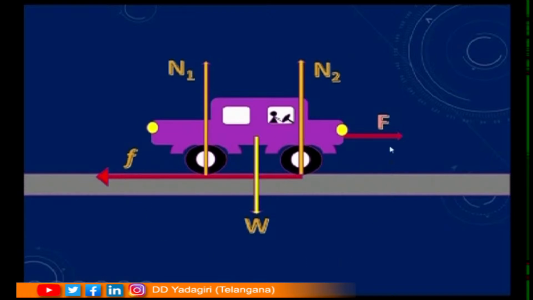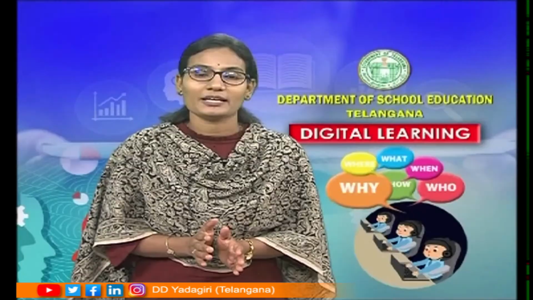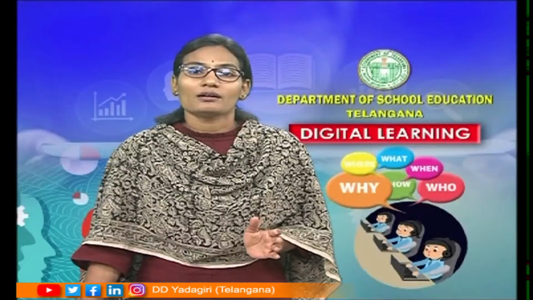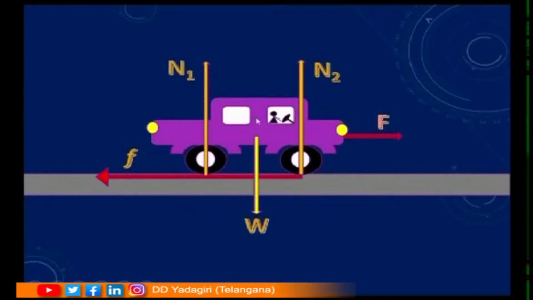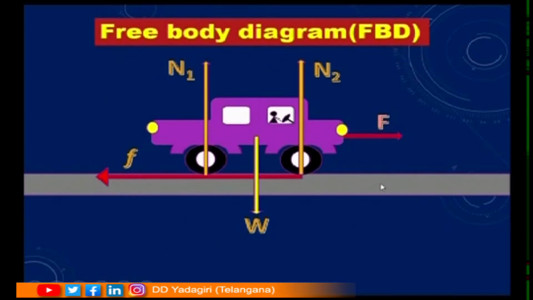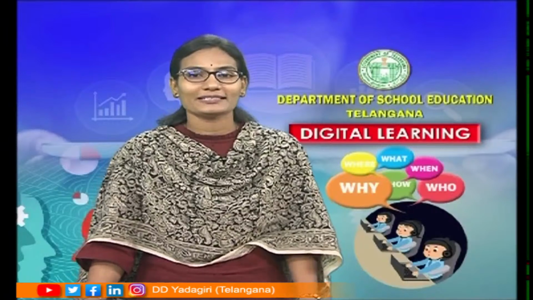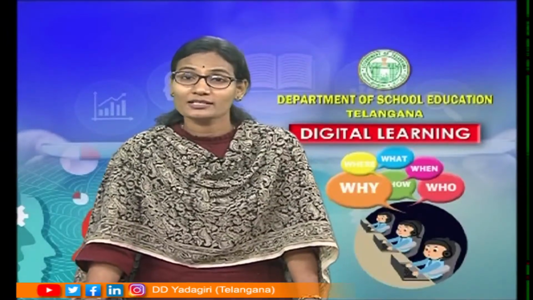Showing all the forces on an object at an instant, this diagram is known as a free body diagram. This is very important to calculate the net force acting on the object. Now let us calculate the net force on this object.